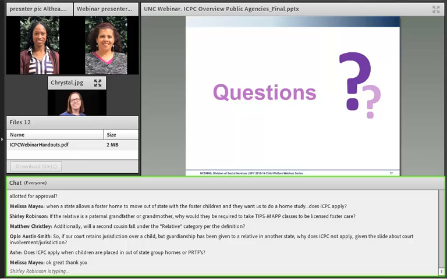And I have one other question about who would qualify as a relative. Will a second cousin fall under the relative category per the definition? Hi, this is Althea. A second cousin does not meet the definition of relative under the ICPC. You do have the option to send a second cousin as a foster care request.